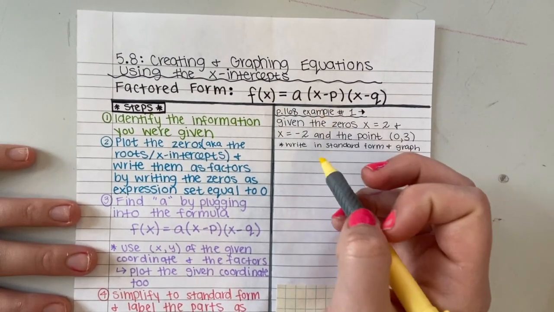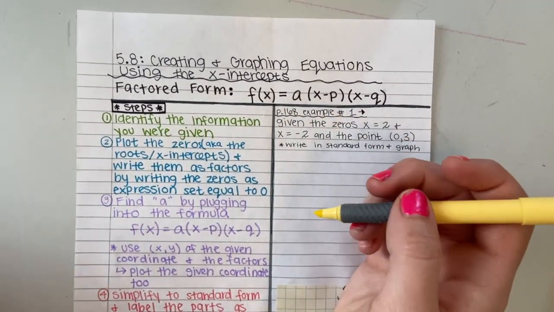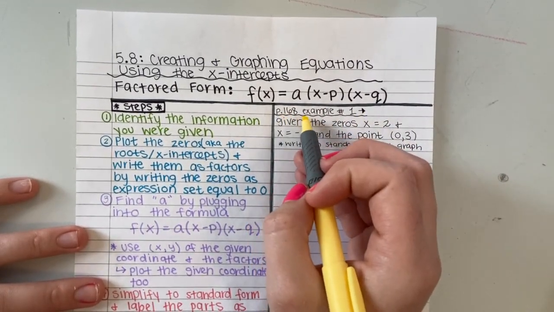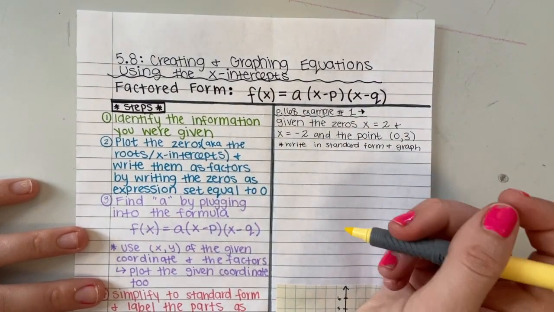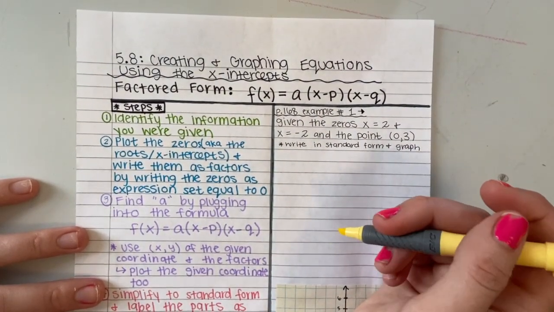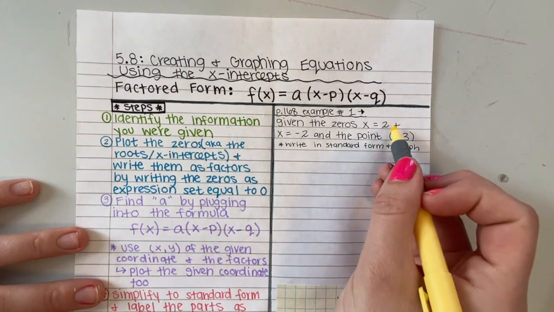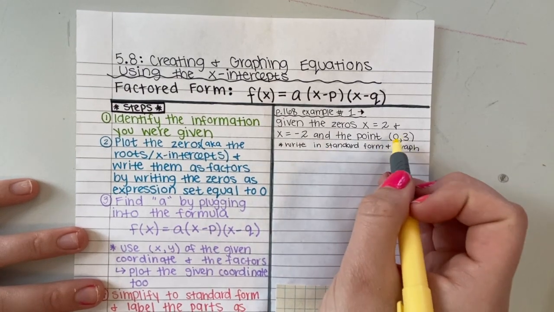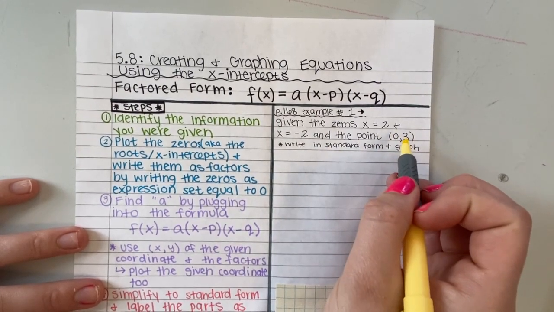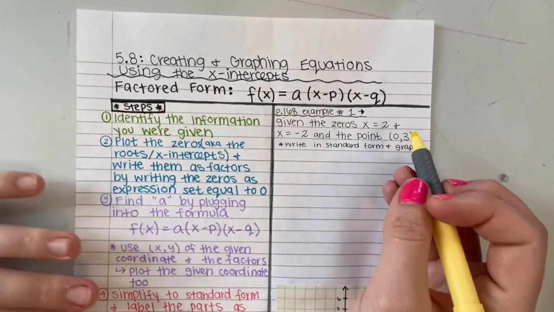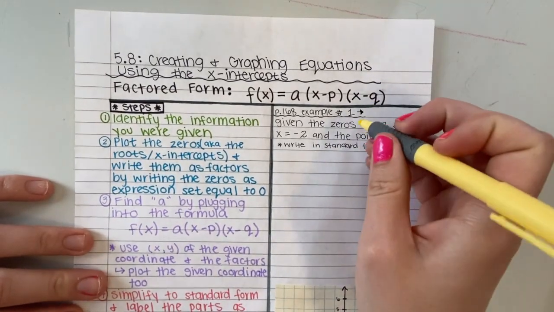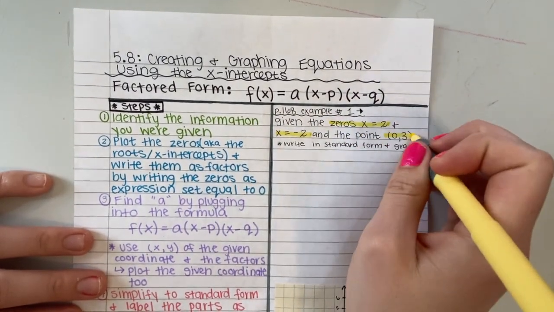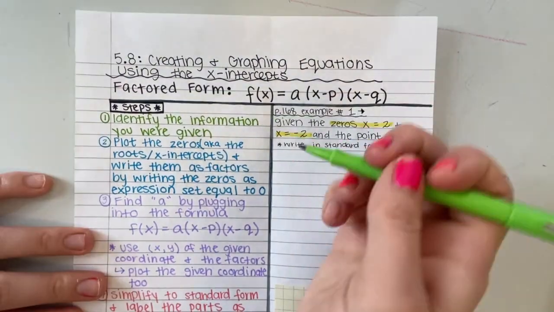So we're going to do this problem like our other problems. I'm going to use example 1 from page 168, and we're going to follow our steps. Example 1 on 168 gives me the zeros, so I have my two x-intercepts, which are 2 and -2, and then I know that the graph has the point (0, 3) in it. My first step is just to identify the information you were given. So we just said that we have our zeros and we have the point. I'm just going to write that out so I remember.